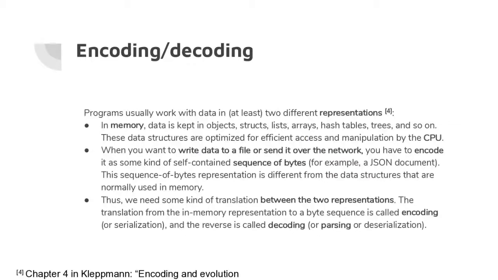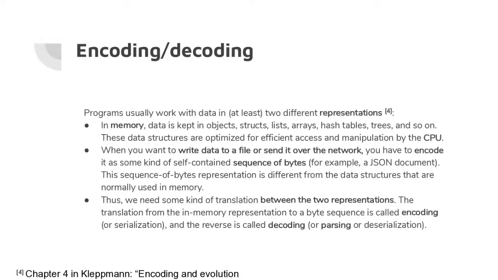First, let's talk a little bit about what encoding and decoding is. I have a reference here to chapter 4 in the Kleppmann reference book. Usually in data, you have at least two different representations. One is a representation in memory. In memory, data is kept in objects, structures, lists, arrays, trees, and so on, also specific to each programming language. If you load data in memory in Python or in Java, for instance, it's a little bit different. But in memory, these data structures are optimized for efficient access and manipulation with the CPU.